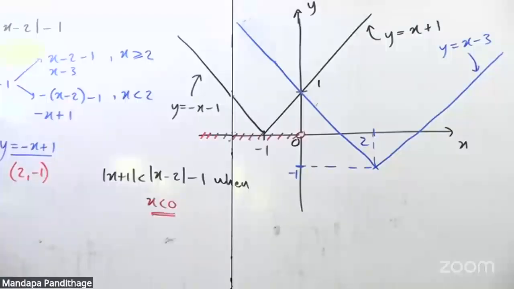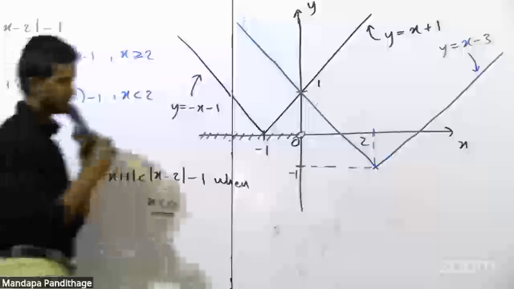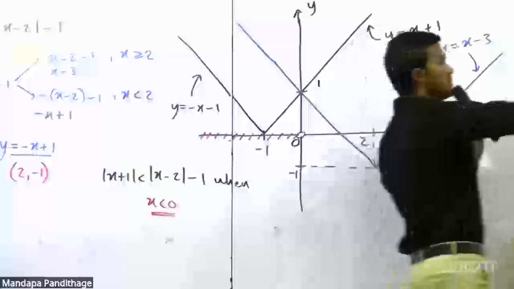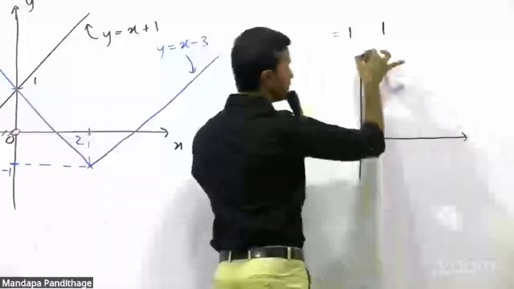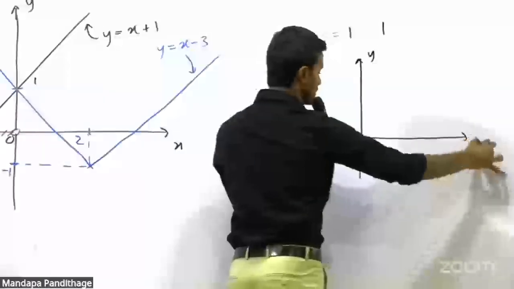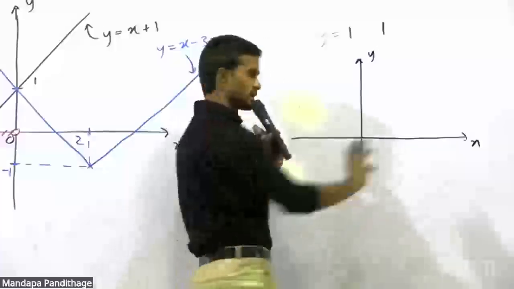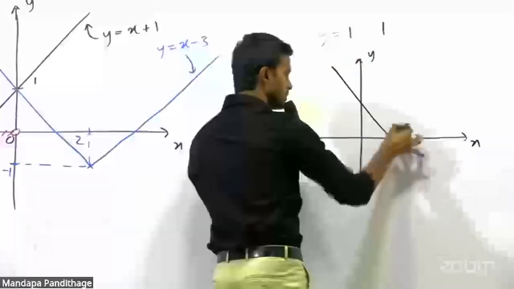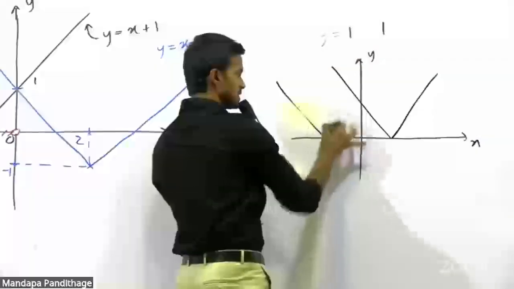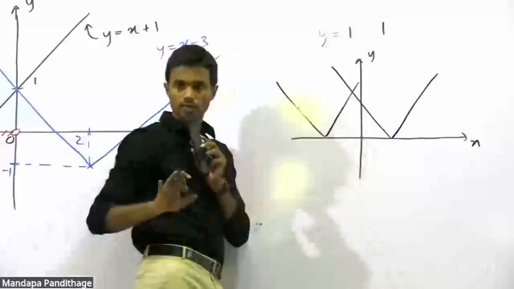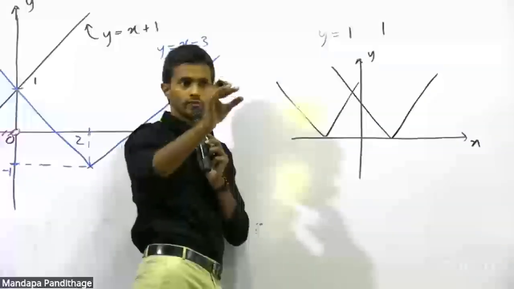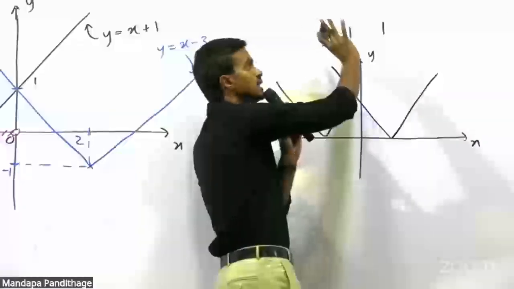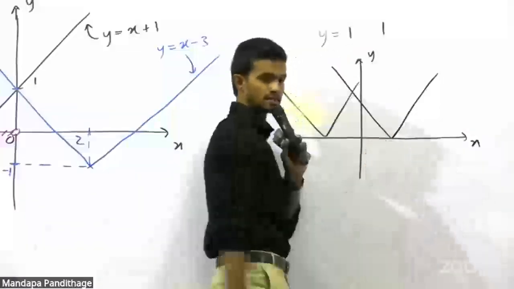Okay, so now you have to realize when you have to draw, look at this. When you are drawing directly a modulus, so when you are getting only a modulus, the graph is every time starting from the x-axis. It's in this way. Every modulus graph, when it is simply a modulus, the graph starts from the x-axis.